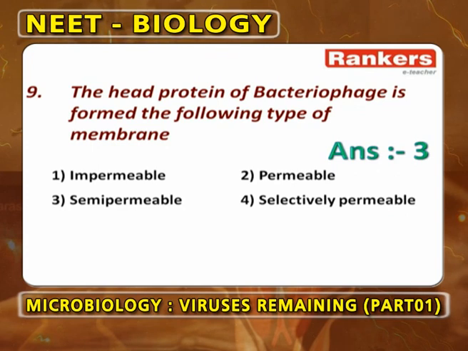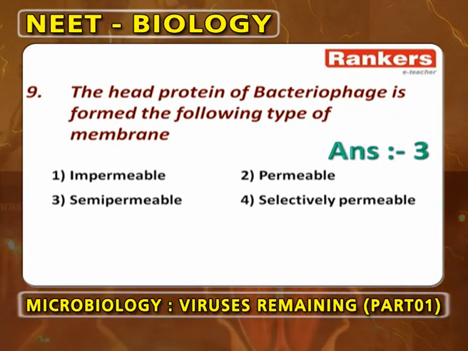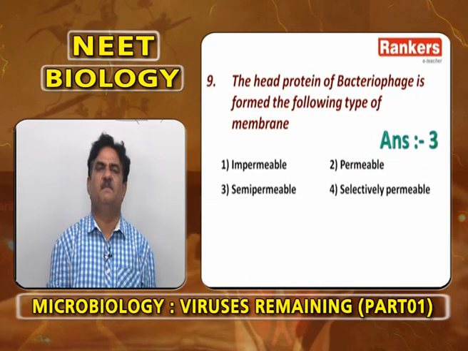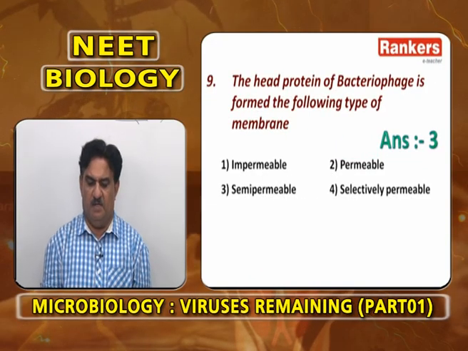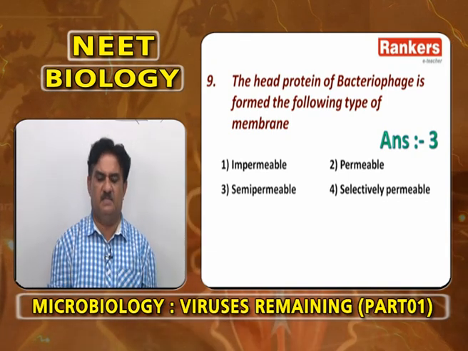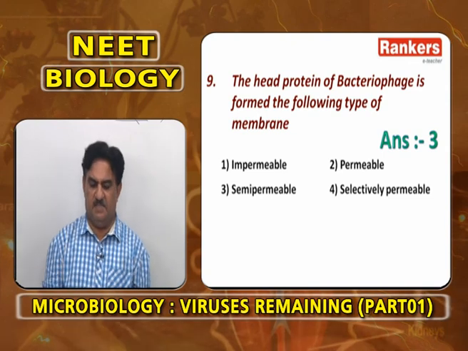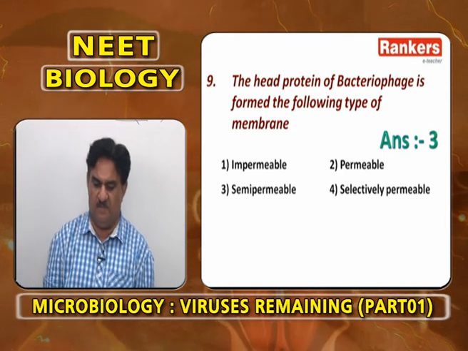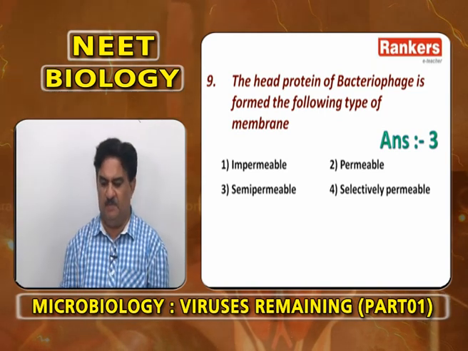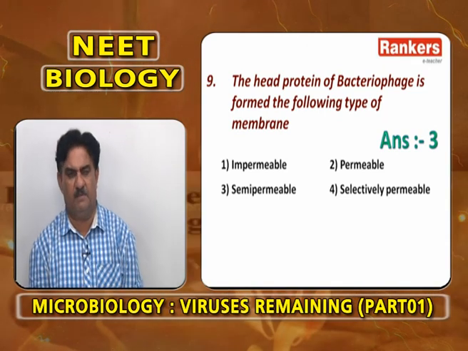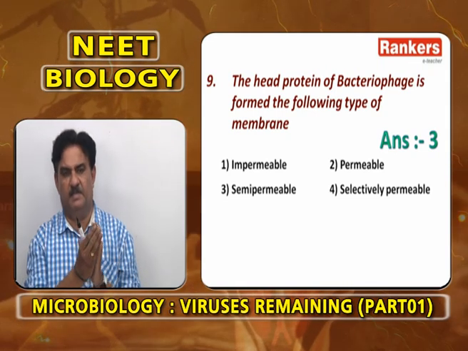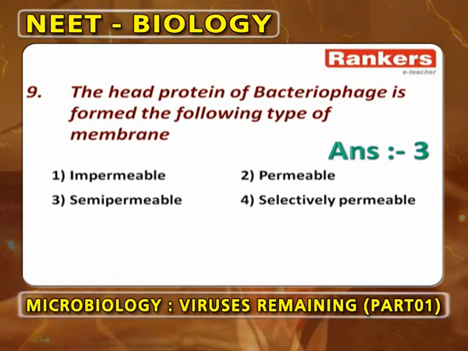The head protein of a bacteriophage is formed by which of the following types of membrane? It is impermeable, permeable, semi-permeable, or selectively permeable. The answer is semi-permeable. The head protein of a bacteriophage is formed by a semi-permeable membrane, that is, a plasma membrane. Third option.